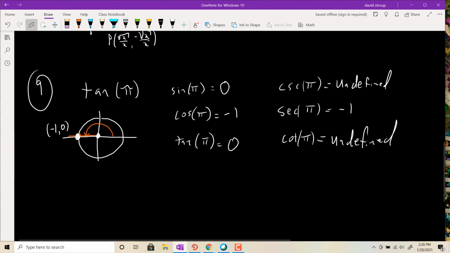Okay. So ultimately, what then is the tan of pi? I guess I sort of did an overkill. The tan of pi just turns out to be 0.